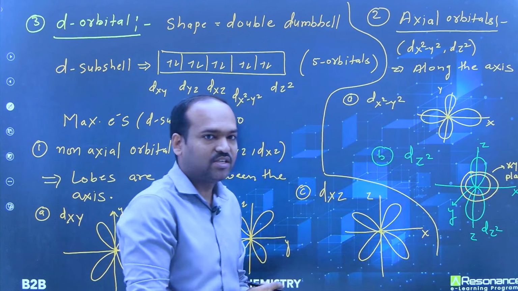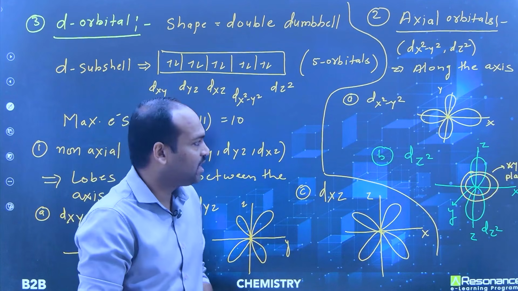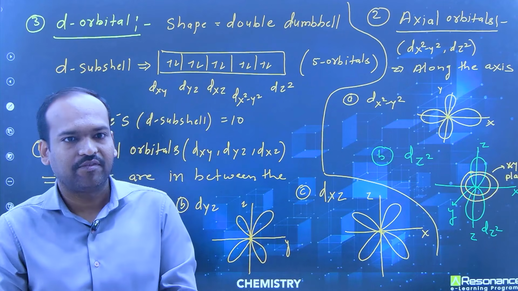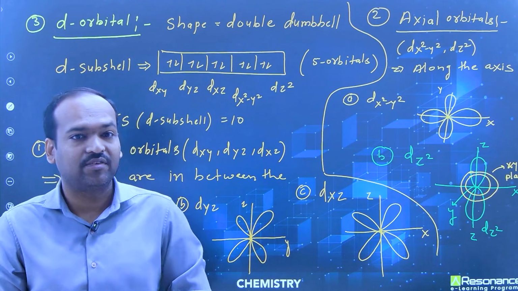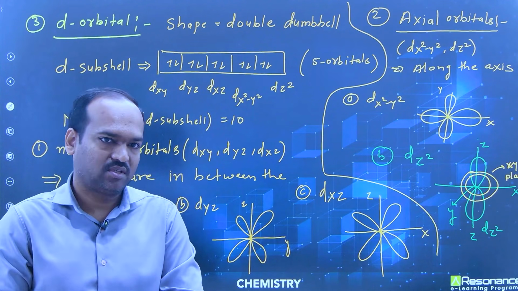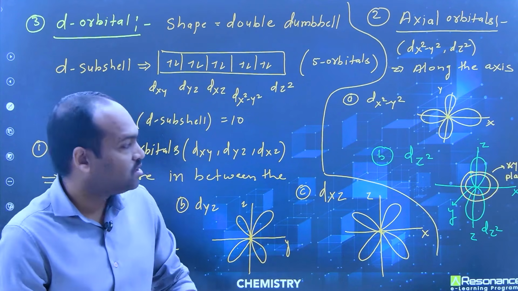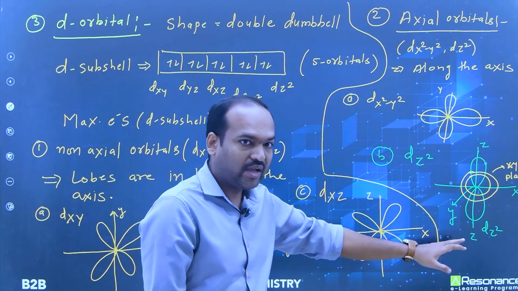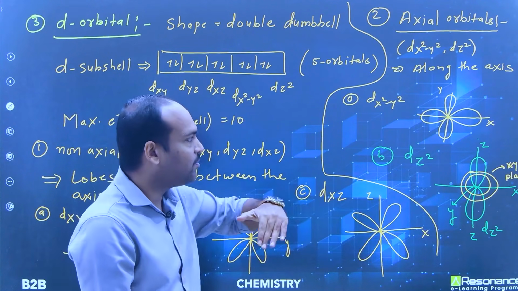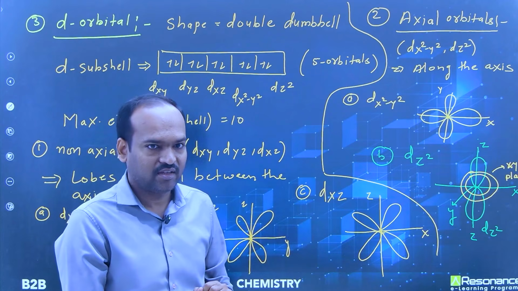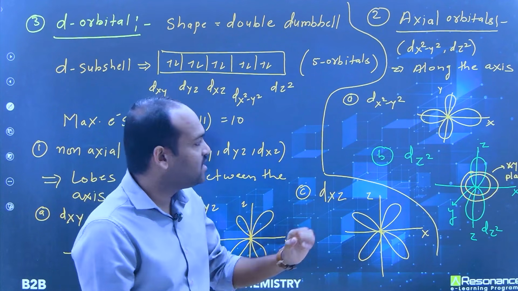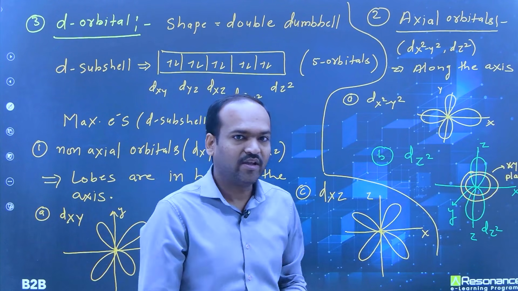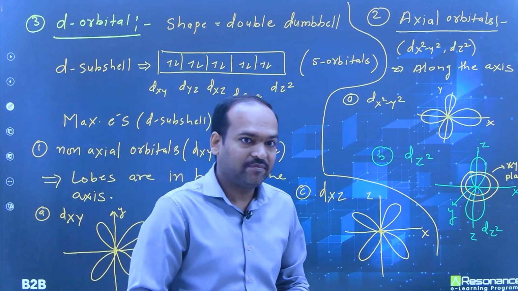Now simply, how can they ask the question: which orbital does not have four lobes? We will say dz square, because it has two lobes and one ring in the xy plane, a donut shape of electron density along the z-axis in this. Okay, now if you want, I can show this in a cube also.